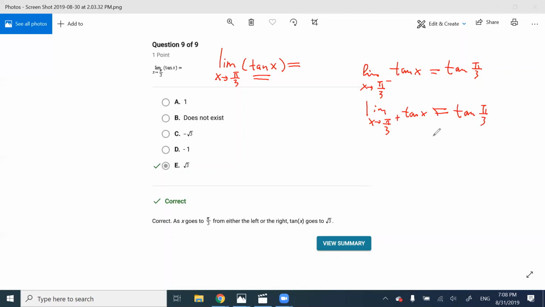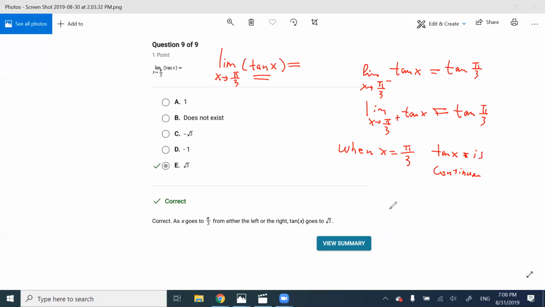The reason for that is this: because for this function tangent x, when x equals pi over 3, at that time the function is what? The tangent x is what? Okay, it is continuous. Because it's continuous, they're equal. So what's the value of tangent pi over 3?